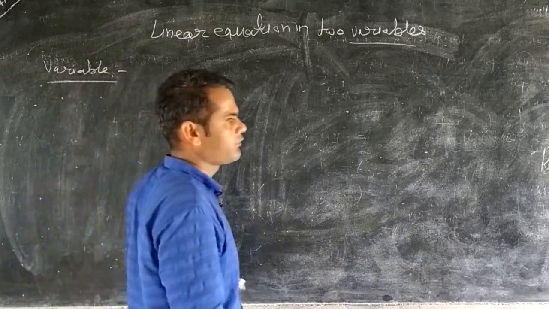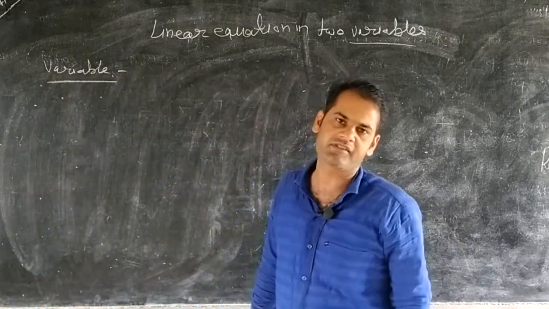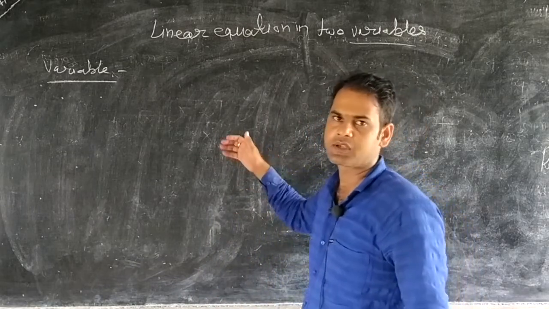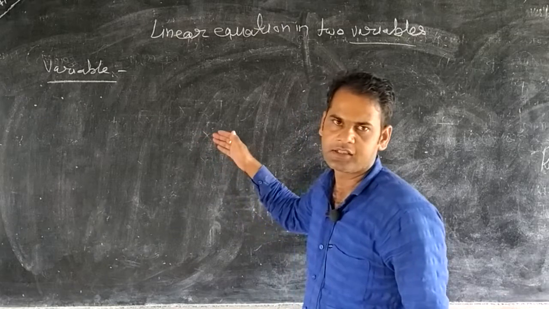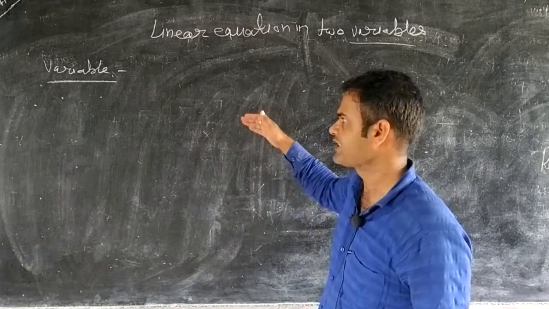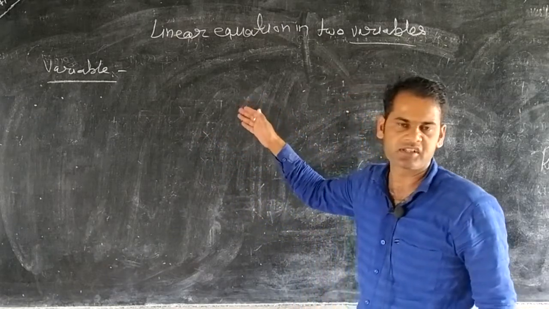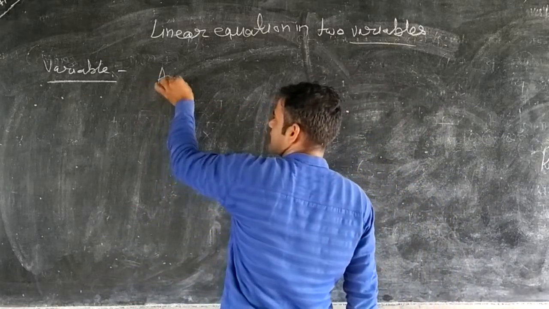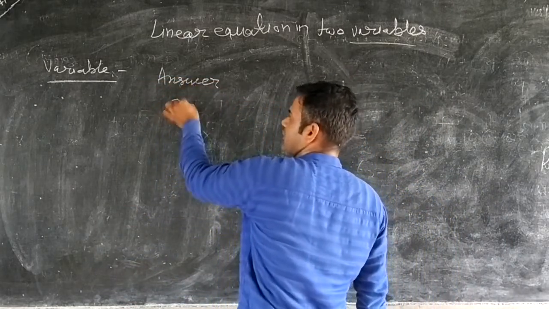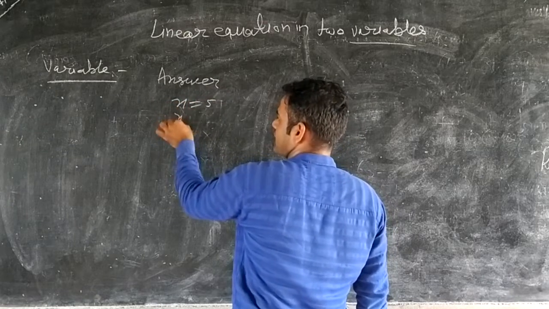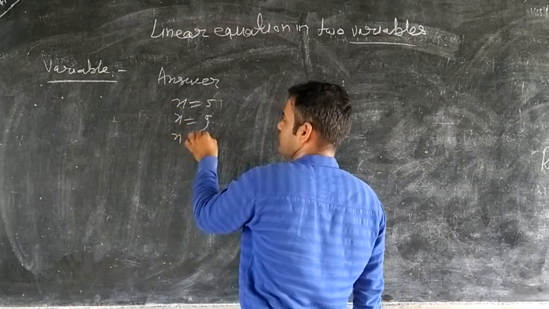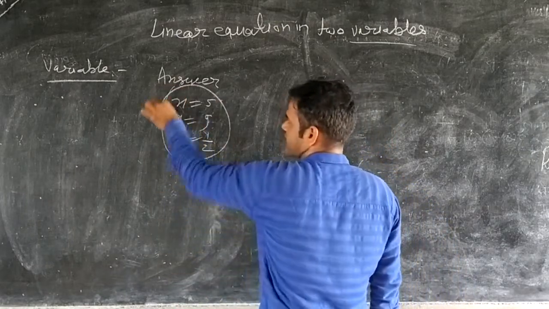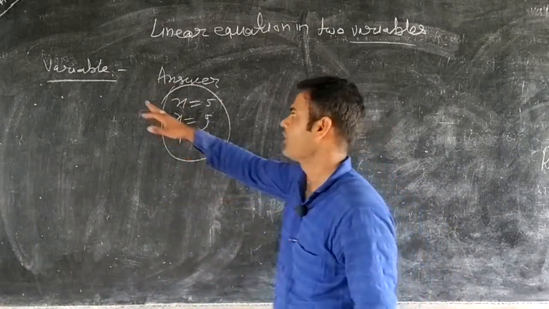What is a variable? A variable is a quantity in mathematics whose value is not fixed. You have read many times about x, y, z. You see that it is a variable because its value is not fixed. You can see in many answers that x equals 5, x equals 9, x equals 1 by 2. When the value of x is not fixed, it is known as a variable.